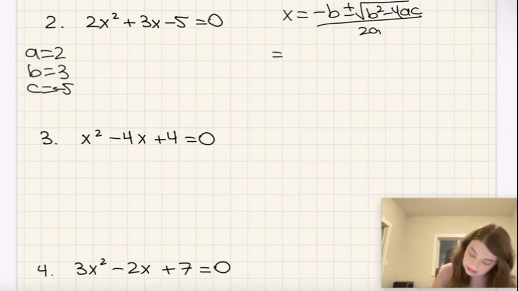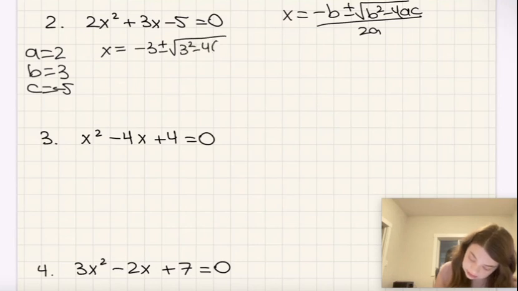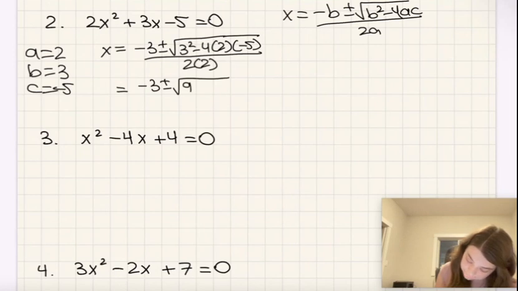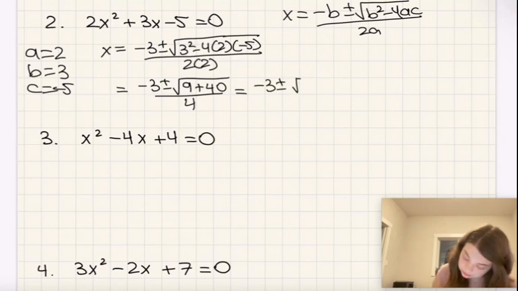So that's going to be, in this case, x equals negative 3 plus or minus the square root of 3 squared minus 4 times 2 times negative 5 all over 2 times 2, which is equal to negative 3 plus or minus 9 plus, negative 4 times 2 times negative 5 is going to be positive 40 over 4. That's going to give us negative 3 plus or minus root 49 over 4, which is going to give us negative 3 plus or minus 7 over 4.